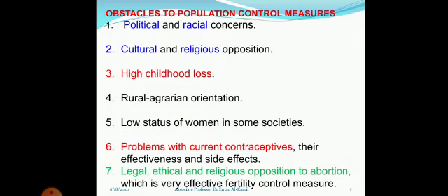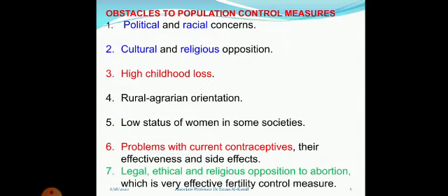The obstacles to population control measures or to the use of family planning methods. First, political and racial concern, as we mentioned. Some governments like to have a large number of children in their community, especially in countries that have war, for example. And there are also racial, cultural, or religious factors which have opposition to family planning methods.